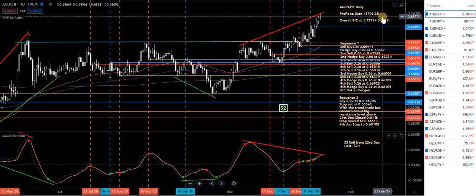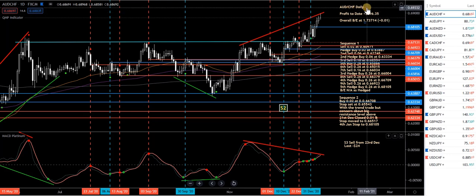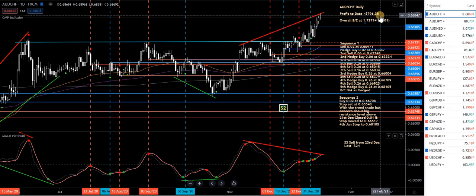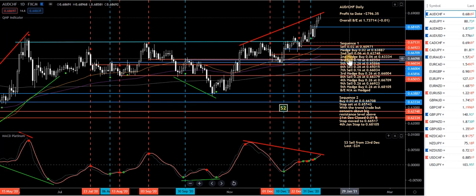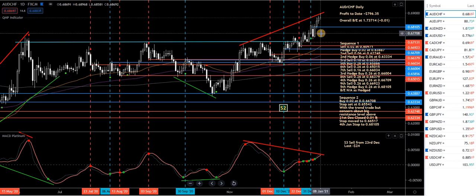Now that's just on that pair since I've started trading this pair. It's a pair that I will be removing once I clear these charts. I don't like the Aussie Swiss, but at the moment what I'm trying to do is make as much profit as possible on this pair, then hopefully get out of this sequence. Especially this old sequence 1. You see break even, not applicable as hedged at the moment.